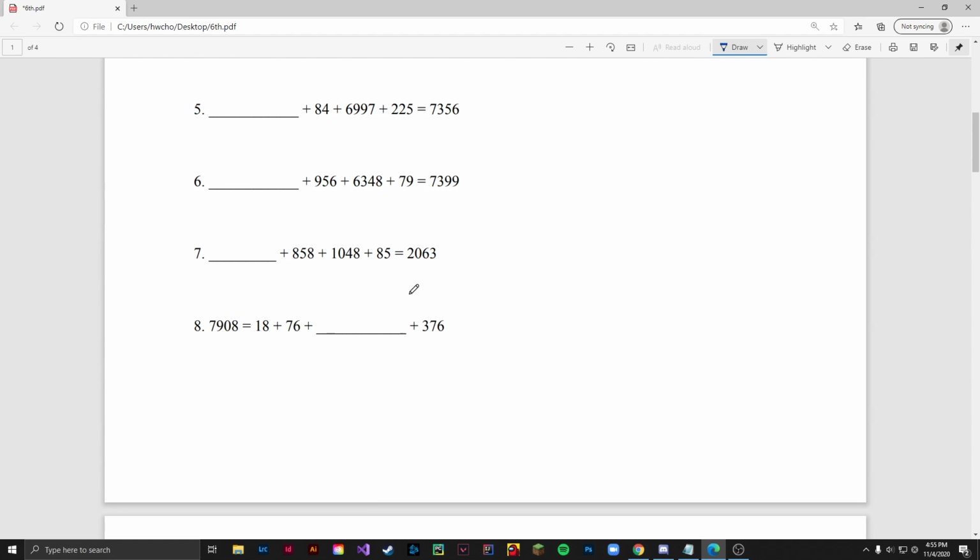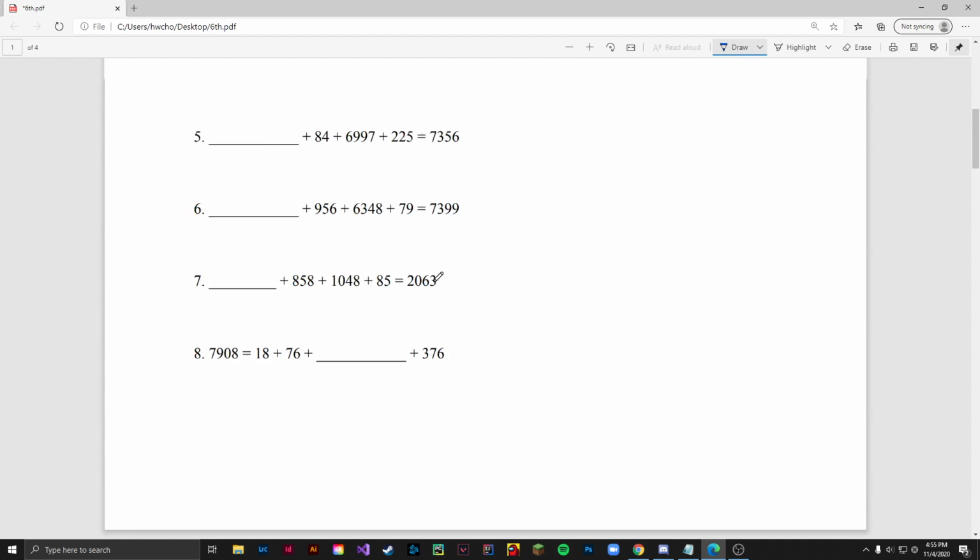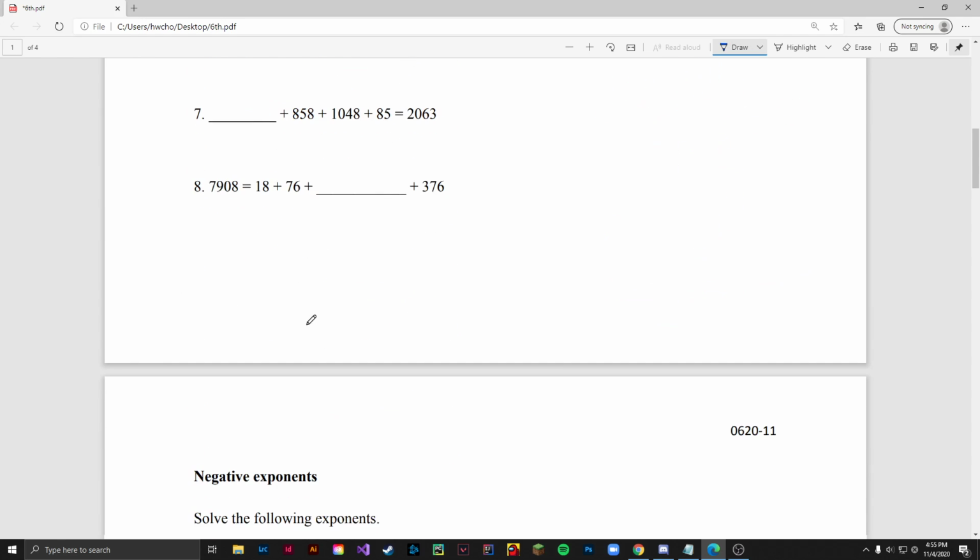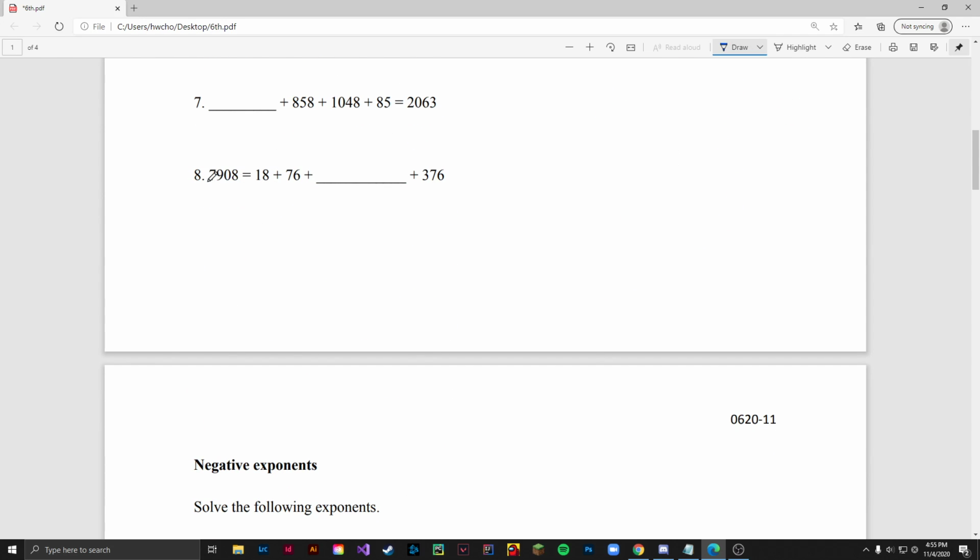Alright, let's go over this one. All these concepts are exactly the same, no matter which side of the equation they're on. So 7908 minus 376. You get 7532. It's the number 7532.